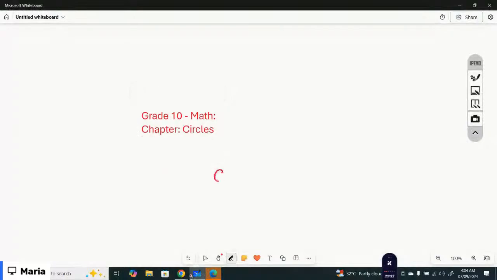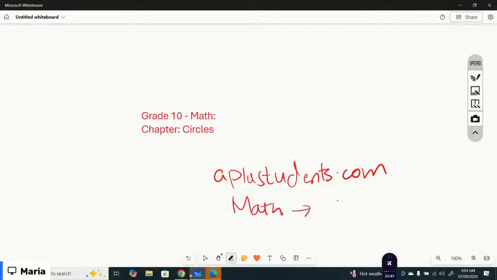You can find all the lessons on aplusstudents.com. You have to log in there using your email address and password as provided by the administrator. Then you have to select math from the subject tab, scroll down to grade 10 math, and then click on view all lessons, where you can find a list of the chapters. You can start with the chapter circle. Please make sure you have your notebook and pencil so that you can note down the important examples and definitions as well.